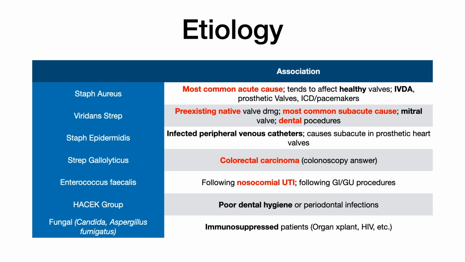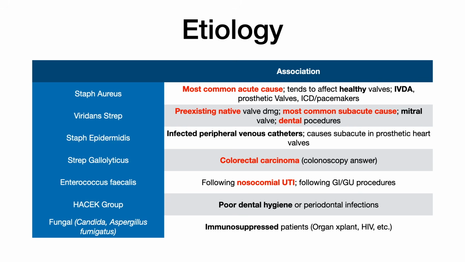Enterococcus faecalis, this is going to be after a nosocomial urinary tract infection, occasionally following some type of GI or GU procedure. So keep that in the back of your mind. GI, GU procedure, or nosocomial UTI, big buzzwords for enterococcus. The HACEK group, this is associated with poor dental hygiene or recent periodontal infections. So you might be thinking like, whoa, you said dental stuff equals viridans.